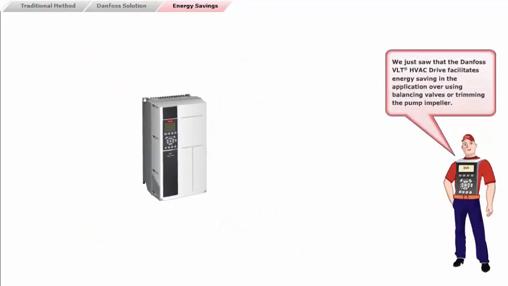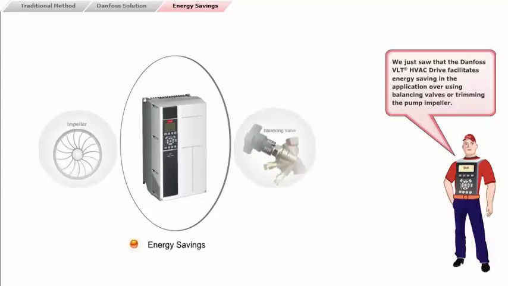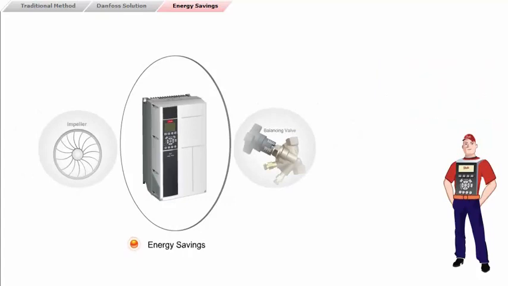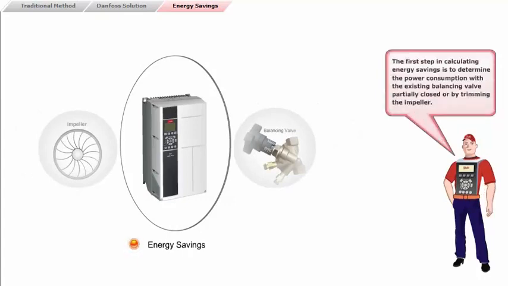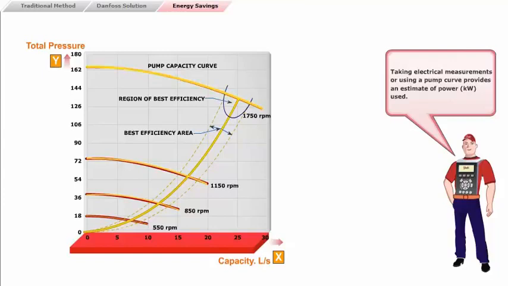We just saw that the Danfoss VLT HVAC drive facilitates energy saving in the application over using balancing valves or trimming the pump impeller. The first step in calculating energy savings is to determine the power consumption with the existing balancing valve partially closed or by trimming the impeller. Taking electrical measurements or using a pump curve provides an estimate of power kilowatt used. This power consumption is compared to the energy required by using a VLT HVAC drive.